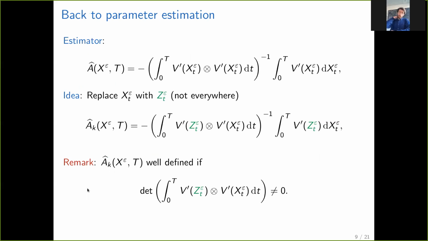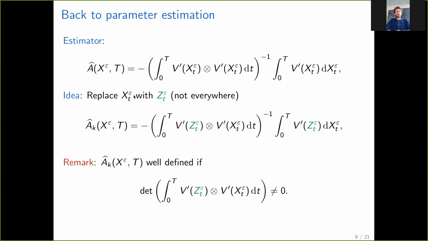So let's go back to parameter estimation, which is actually the topic of this talk. We had before the wrong estimator, A hat of x epsilon t, the one that converges to the wrong result, which is given by the solution of this linear system: this matrix inverse times this right-hand side.